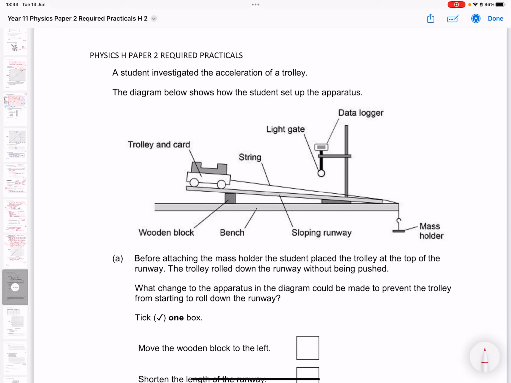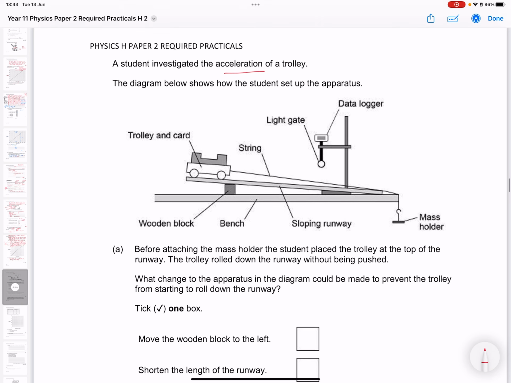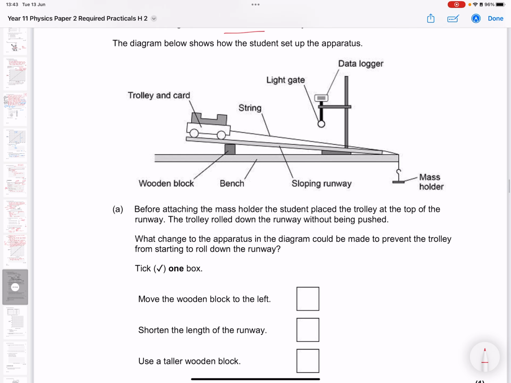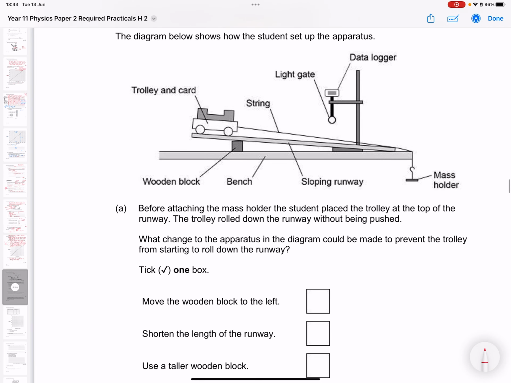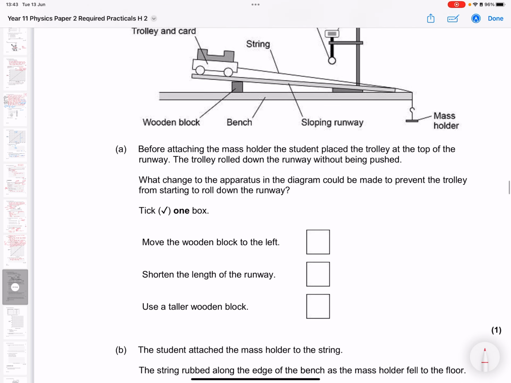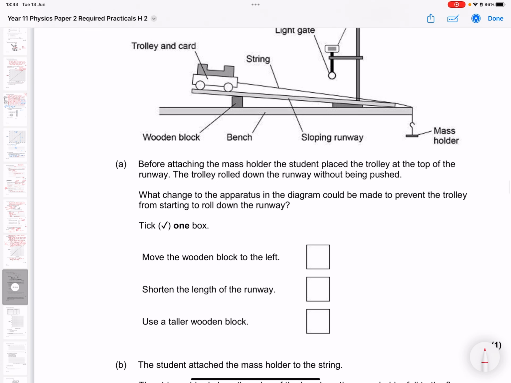Right, here's another similar kind of question. A student investigates the acceleration of a trolley. The diagram below shows how the student set up the apparatus. So he has a wooden block and an inclined plane elevated. They also have a mass holder, a trolley cart, and a string attached to the trolley cart. They have a light gate and a data logger to calculate the velocity and acceleration.